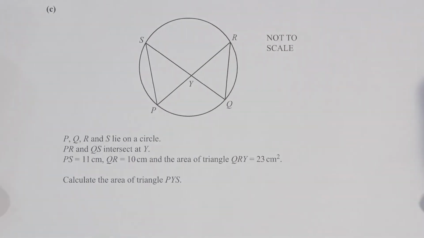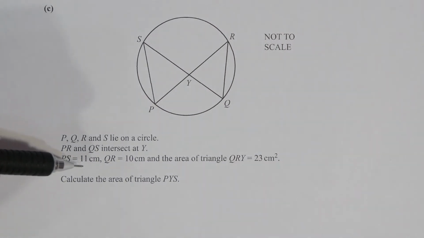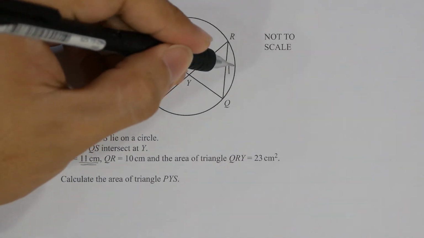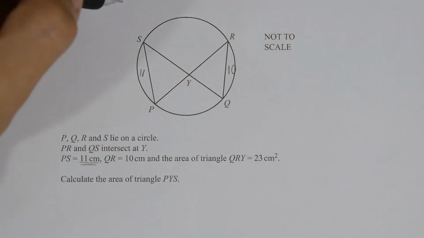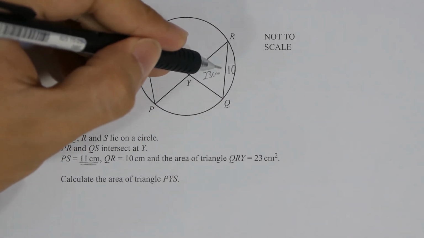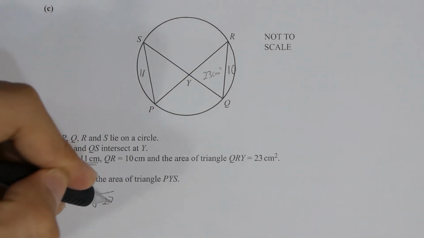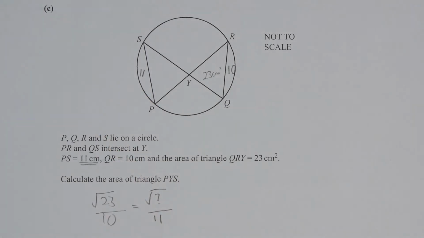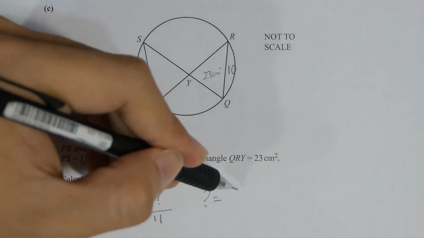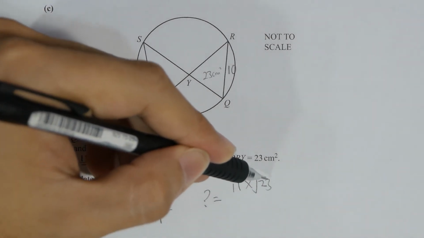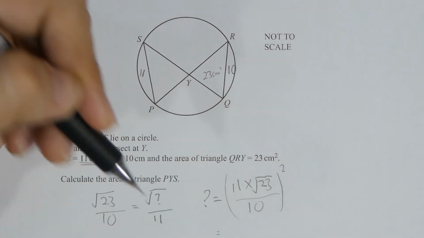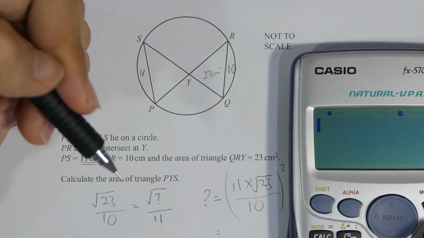For part C, we will be using the similar shape formula. So I took the square root of the area over RQ equals the square root of the area of triangle PYS over 11. By running the calculation and squaring the answer, you will get 27.83 cm squared as the area.